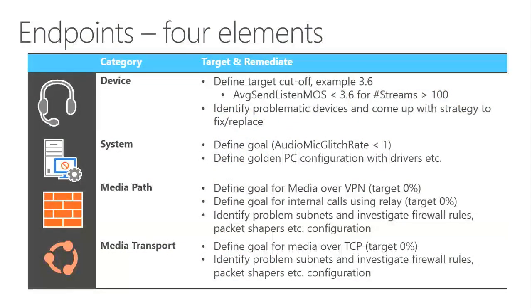So a little more detail on these guys. What we found is 3.6 is about the good cutoff when you look at the distribution of MOS scores for devices. And so we look at devices that are giving you a MOS score lower than 3.6. And then we aggregate those, and we look at the devices. And you'll find some surprising things.